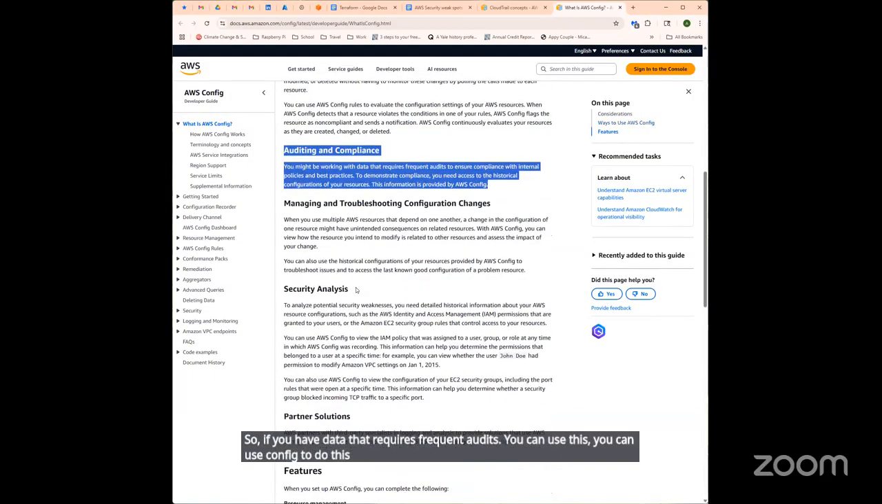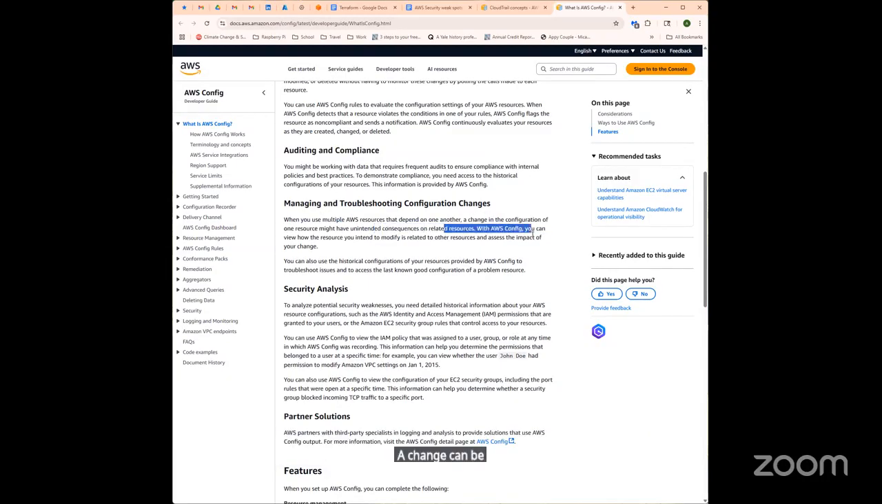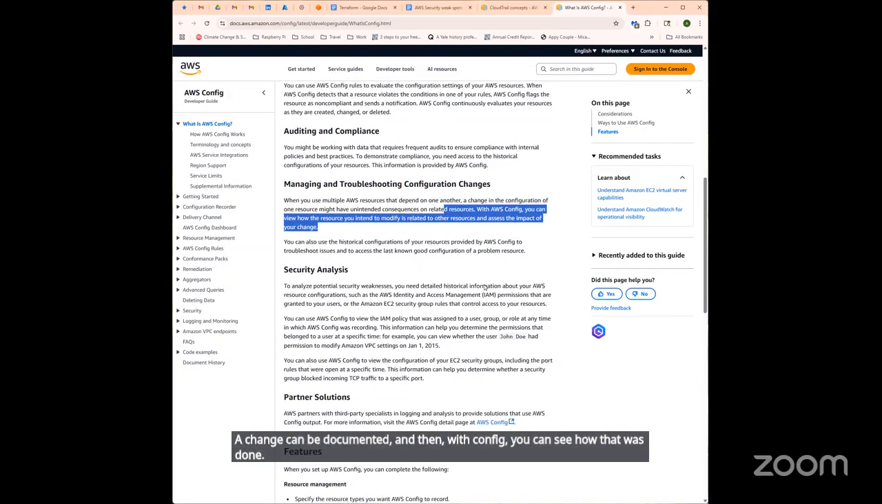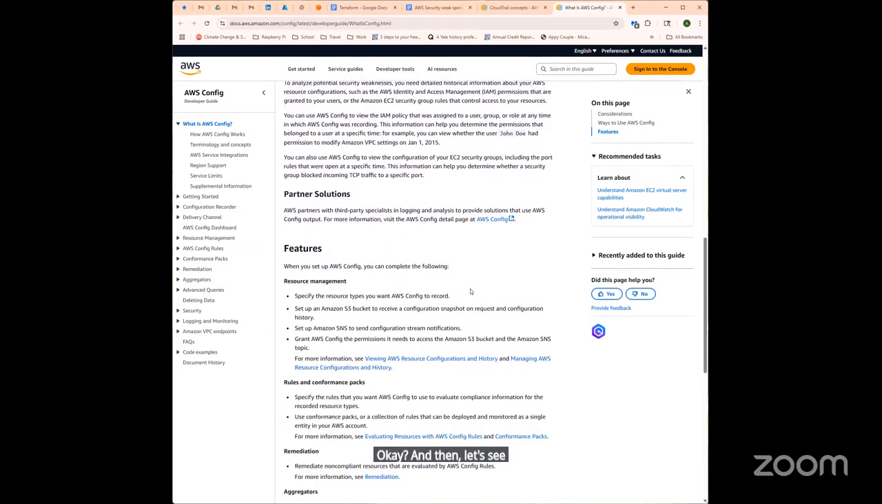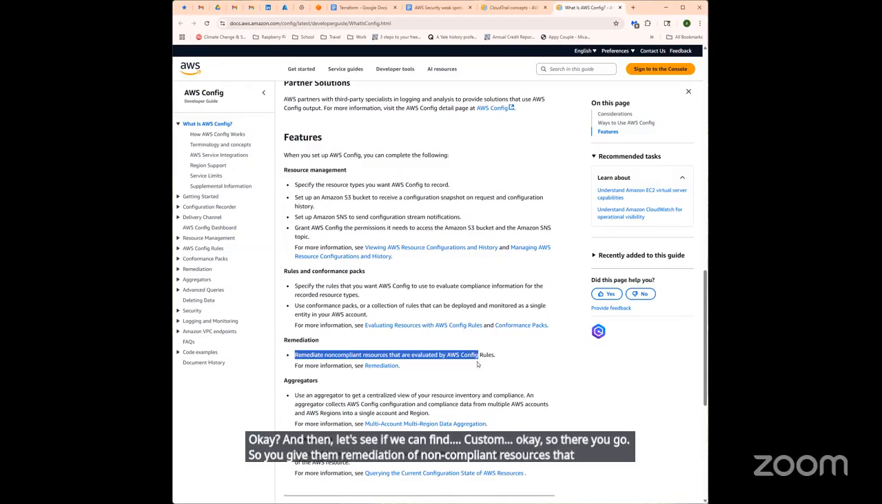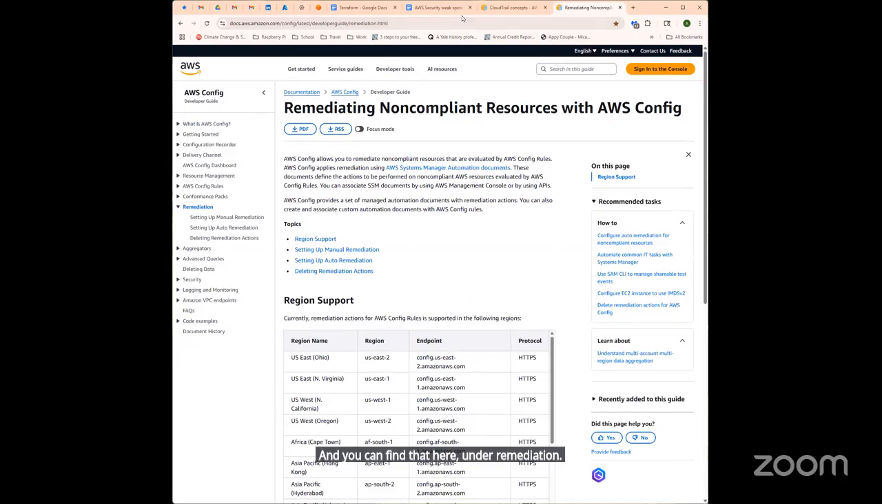You can use this to manage and troubleshoot, right? When you use multiple AWS resources, a change can be documented. And then with Config, you can see how that was done. Okay. And then let's see if we can find custom. Okay, so there you go. So you get remediation of non-compliant resources that are created by Config rules. And you can find that here under remediation. All right, which we've covered earlier.